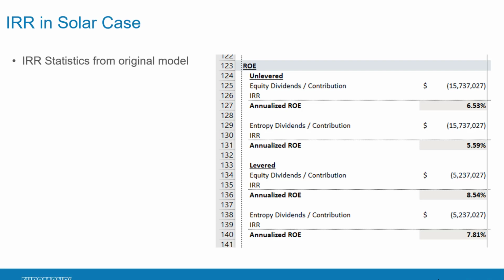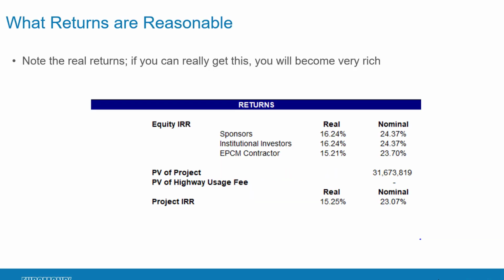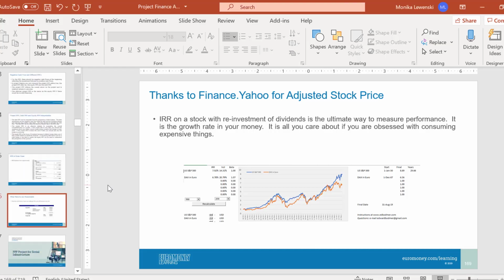Okay, and here are some examples of IRRs. This is a project, I think, in the Caribbean. Here's a project where they were expecting a nominal IRR of 23%. This is in Africa, the Lekki Expressway, I think. And I've seen other really high ones.